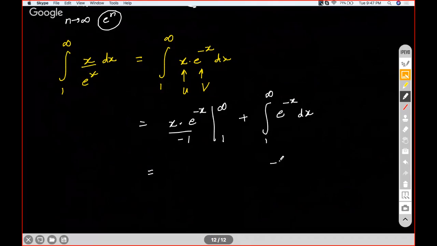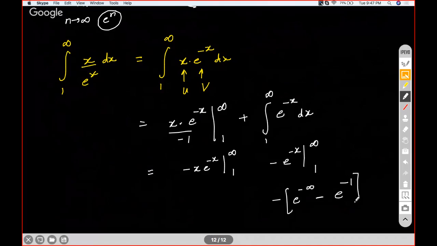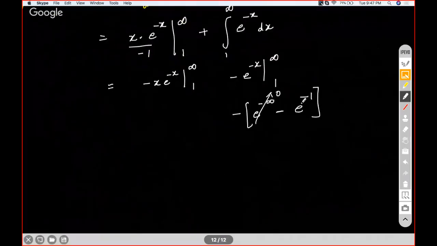What about this? This will be minus e to the power minus x, between infinity and 1. When you put an infinity in place of x, in fact, you should not write infinity. You should write b tending to infinity like that. Can I say this term would be 0? So this integral will be 1 by e if I'm not wrong. Let's evaluate this.